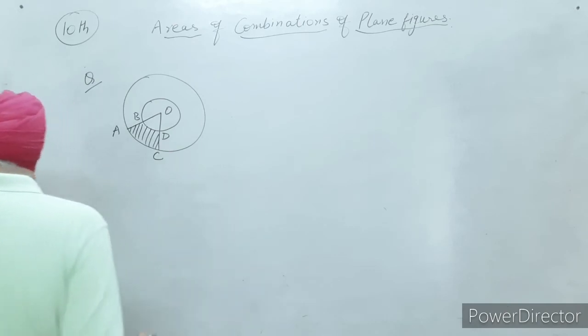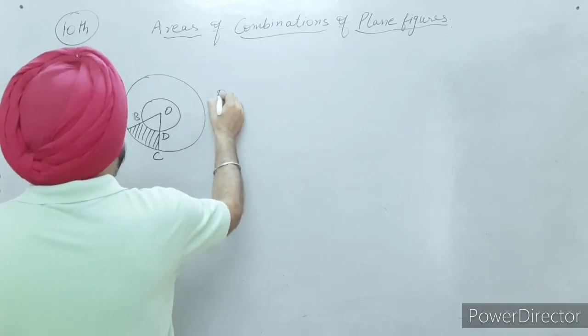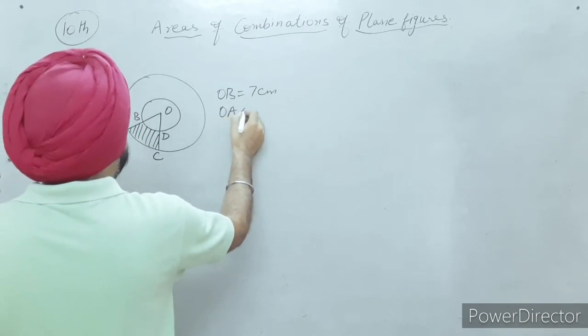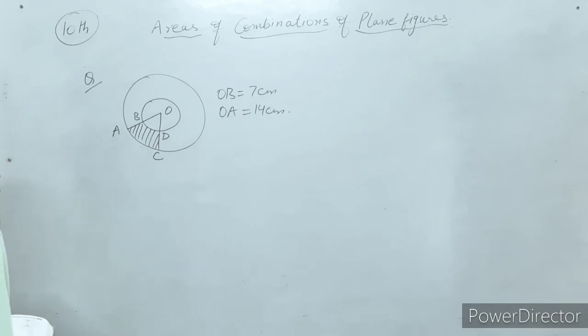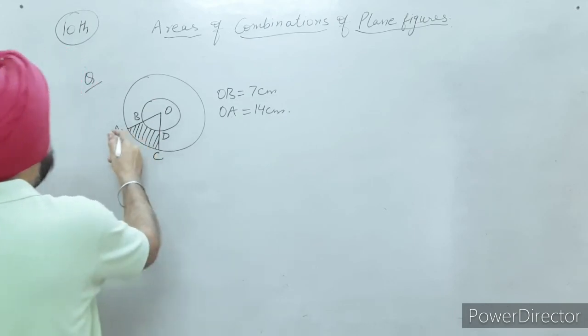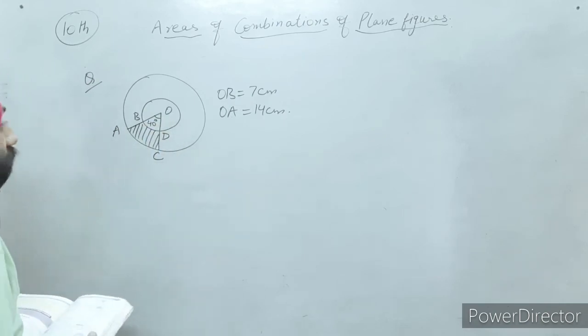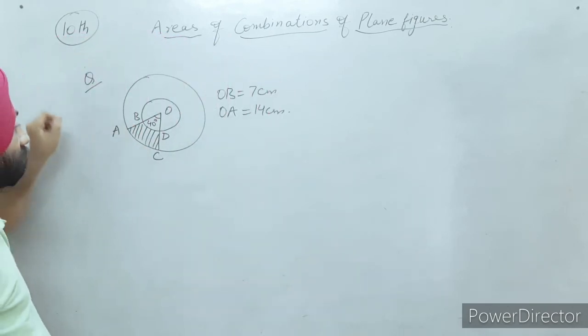region. Given is, find the area of the shaded region if the radii of two concentric circles with center O are 7 and 14 centimeter. That means OB is 7 centimeter and OA is 14 centimeter, right? Angle AOC is 40 degrees. This central angle AOC is 40 degrees. It's a very simple sum. I need the area of the shaded region.